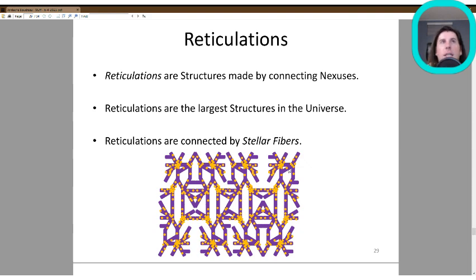Reticulations are structures made by connecting nexuses. So it's a little bit like connected dots. It's like a geodesic dome. You know that bubble thing at the Epcot Center, that's not at Disneyland or Disney World? It's like a golf ball, but it's made of spikes instead of cups on it. That's a reticulation.